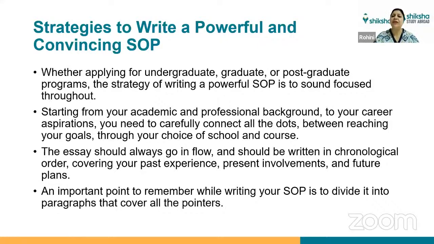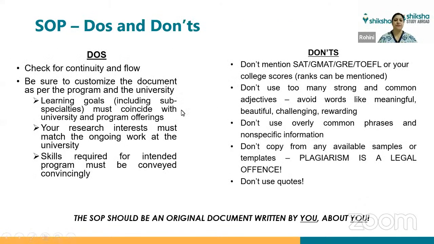There's no point telling them the courses they offer. Tell them which courses you want to apply for, or which electives you want to choose, or which professors you want to study with. Don't tell them things that they already know. These are some strategies to writing a powerful and convincing SOP.